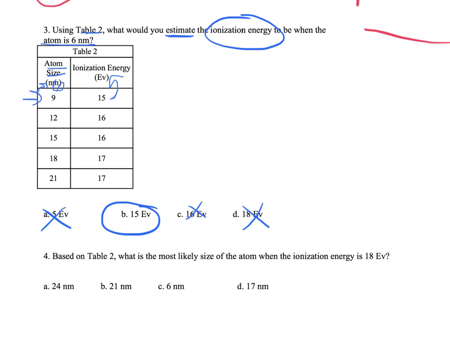Number 4, based on data in table 2, what is the most likely size of the atom when the ionization energy is 18? So we're trying to figure out the size of the atom this time, and we know the ionization energy is 18. So 18 is after the data set that we're given, so we're expanding upwards. We're only going up by 1. So we should expect this trend to continue, and if it's been going up by 3, it should continue to go up by 3. So I would have 24, which would be A.